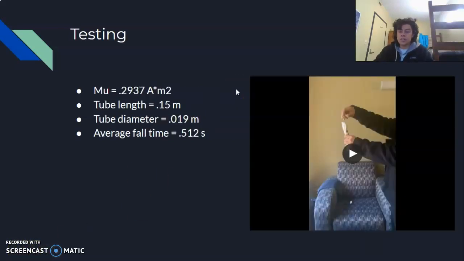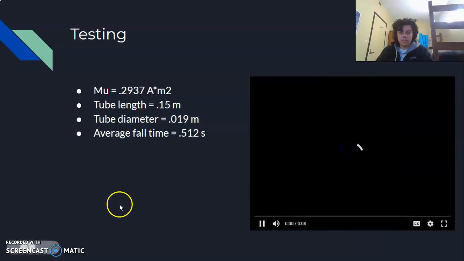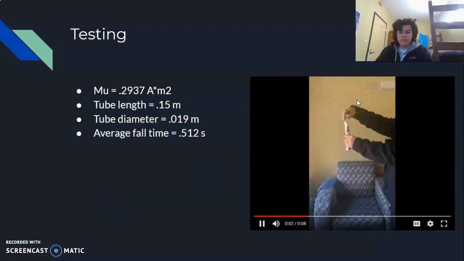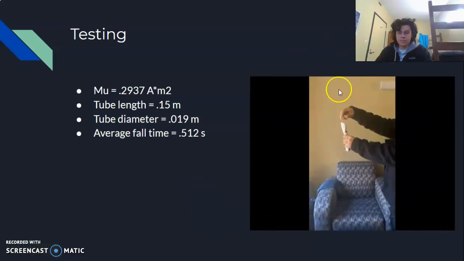So, first, here's a video of me dropping the magnet through. It's slow motion. There you can see, play it again. I did this 5 times. I only showed you guys once because I don't want to have 5 videos on the slide, of course. And the average fall time was 0.512 seconds. And my MU from lab 3, I believe, is 0.2937 A times M2. And then the tube length is 0.15 meters, and the diameter is 0.019 meters.